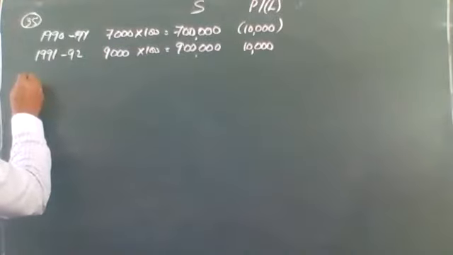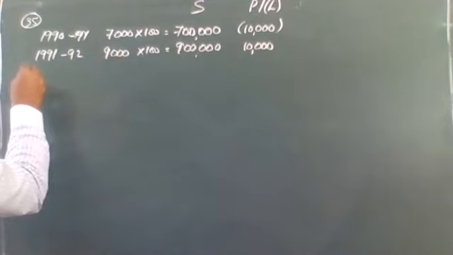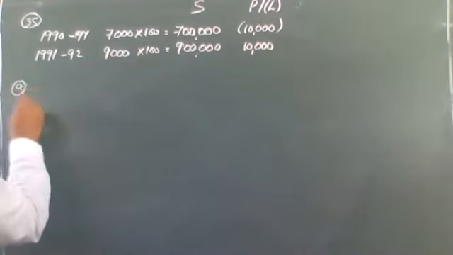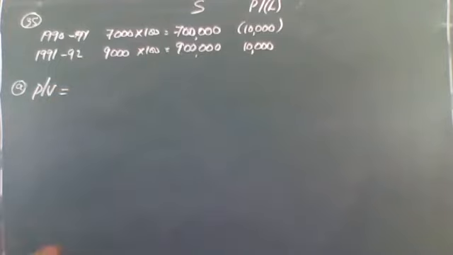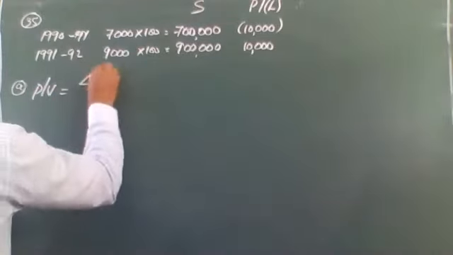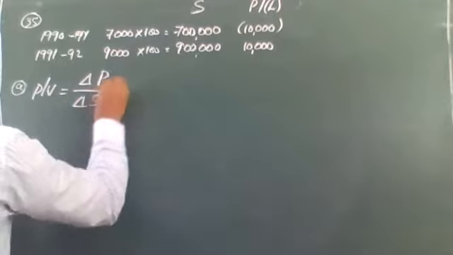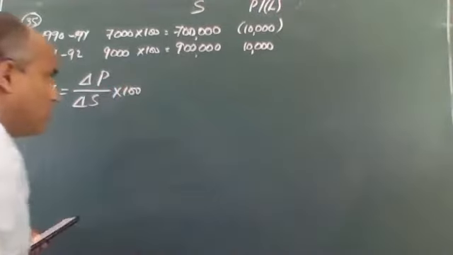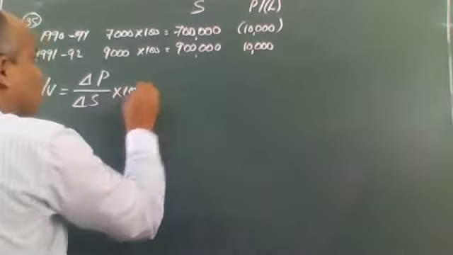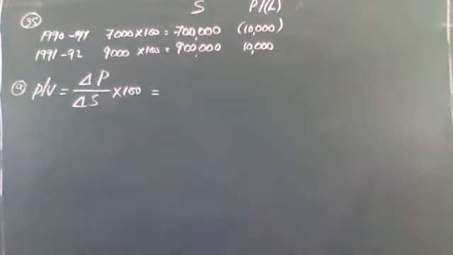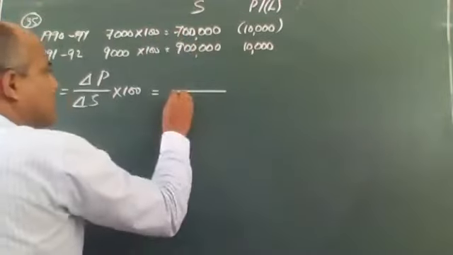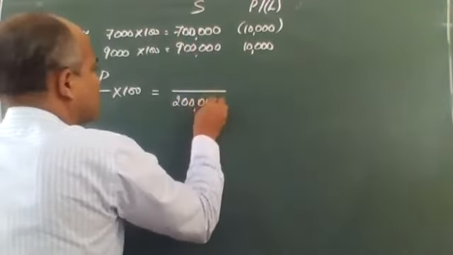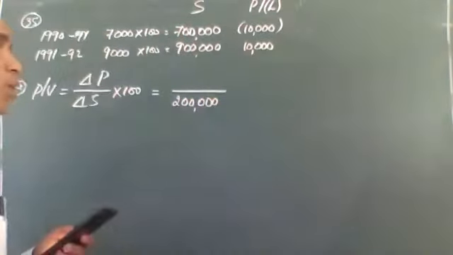So now the first question, whether he is asking PV ratio or not, I have told you we always start with PV ratio, the period information formula. What is the formula? Change in profit by change in sales into 100. Now you have to tell me what is the change in profit and what is the change in sales. I can say 9 lakhs minus 7 lakhs is 2 lakhs, correct? So this is 2 lakhs. That's fine. What about this?